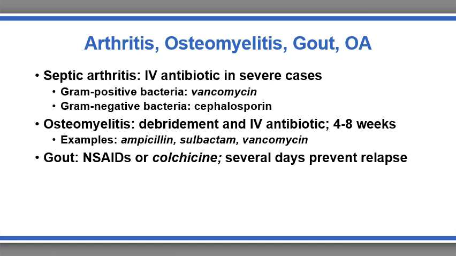For gout, you can utilize NSAIDs or colchicine, which is a particular medication that gets utilized for gout. The way colchicine basically works is it binds to neutrophils, and what that does is it doesn't allow the cells to migrate to the areas where the uric acid crystals are. So what that effectively does is temper that inflammatory response.